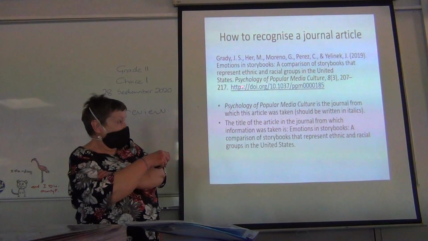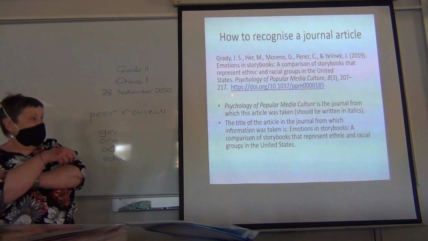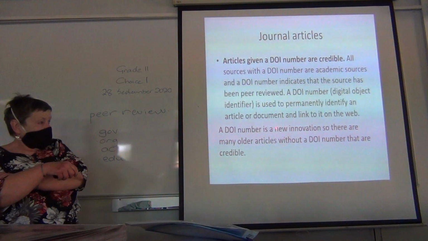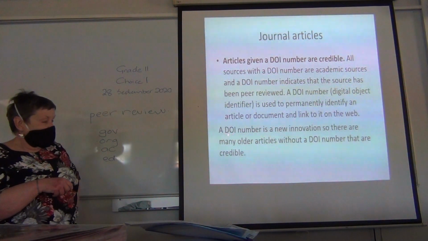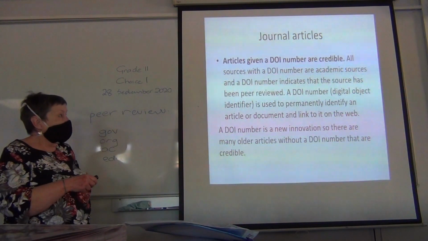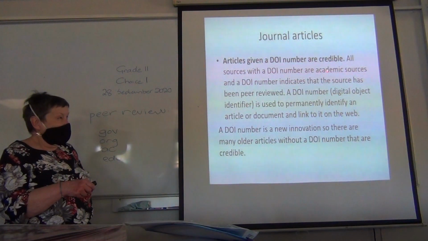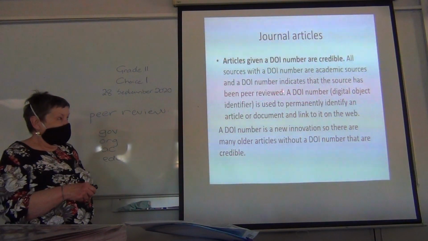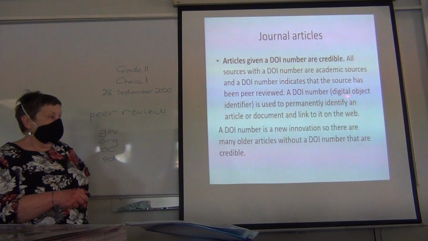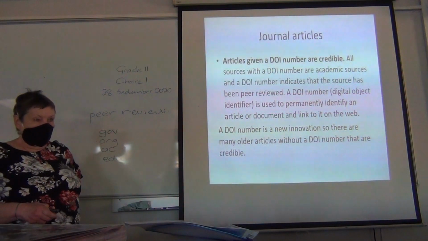Okay, let's talk about a DOI number. DOI numbers are a relatively new thing, so you're not going to get it in all journal articles, even if the articles are credible. It's only been around for about 10 years. There are many older articles without a DOI number that are credible. All articles that are given a DOI number are credible because they are from academic sources and it indicates that the article has been peer reviewed. A DOI number is a digital object identifier and it is used to permanently identify an article or a document and link it to the web. It's not going to disappear.